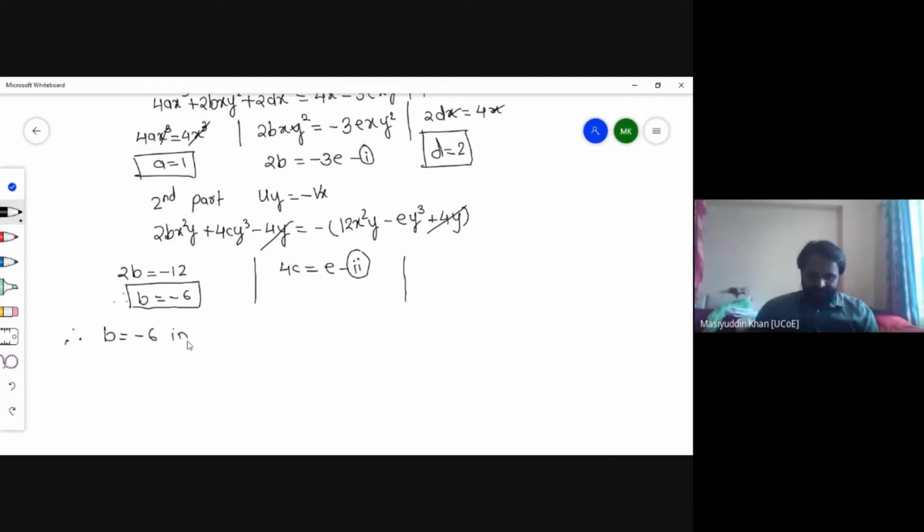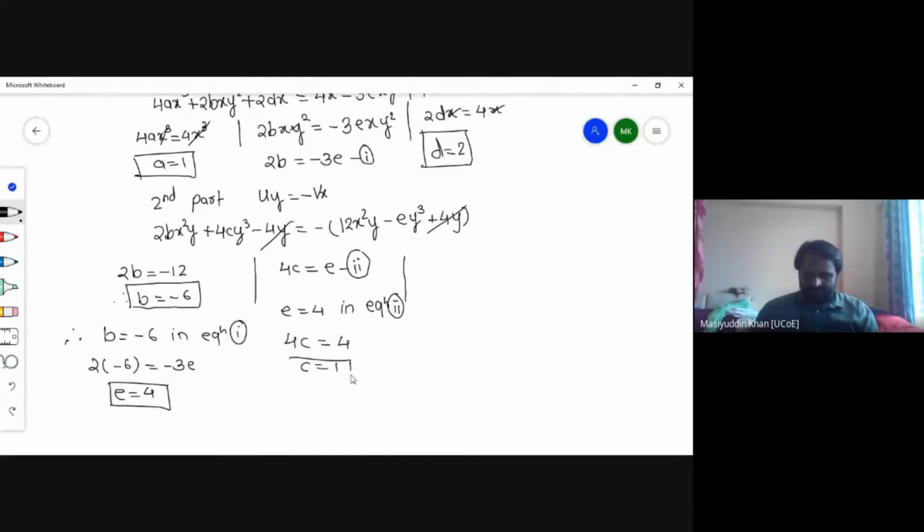Put b equal to minus 6 in equation 1. So you will get 2 into minus 6 is equal to minus 3 into e. Therefore, minus 12 divided by minus 3, so e is equal to 4. Now e equal to 4 in equation 2, so 4 into c is equal to 4. Therefore c is equal to 1.